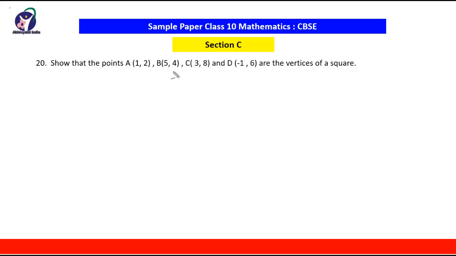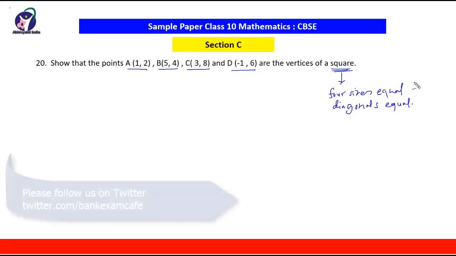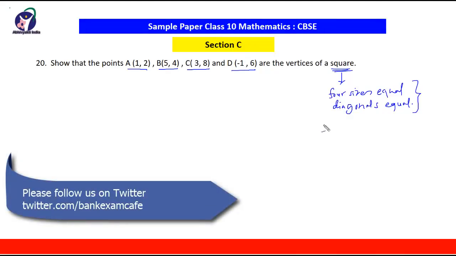Next question is: show that the points A (1, 2), B (5, 4), C (3, 8) and D (-1, 6) are the vertices of a square. Now here we should know the properties of the square. The properties of a square are that the 4 sides are equal and the diagonals are also equal. So 4 sides are equal and diagonals are also equal.